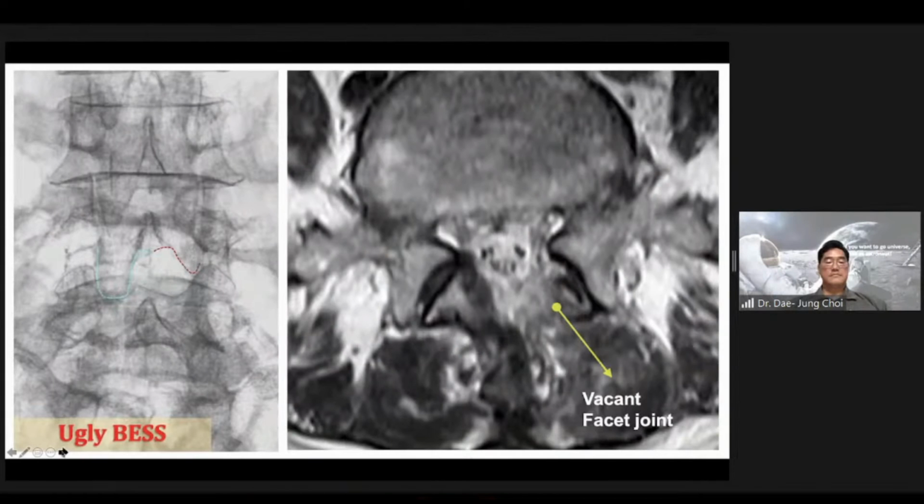This is another different case. Another subtotal laminectomy on one side was done and made a vacant facet joint, which lost totally one side articular process with the iatrogenic instability. We call it ugly BESS.